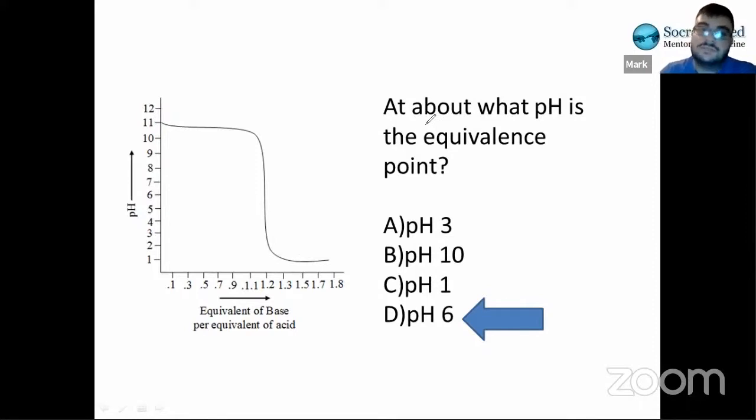Again, the difference between strong and weak will be where the equivalence point is, where the midpoint is, all of that stuff. That's what makes the difference between strong and weak, both in acid and in base.